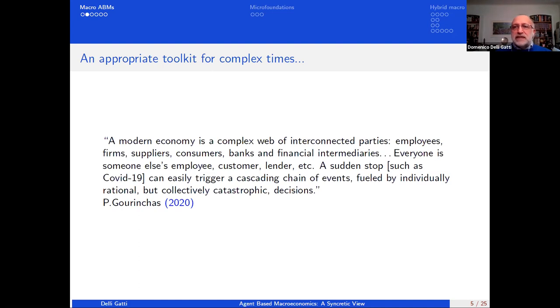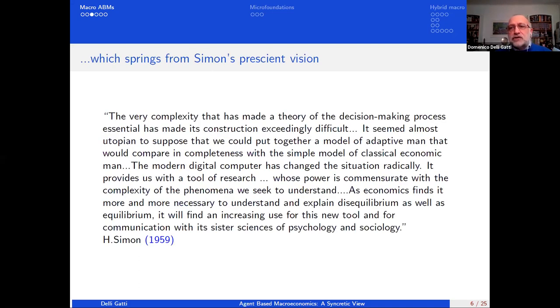The way in which agent-based models tackle the challenge of modeling a complex economy is resting on the shoulders of giants. Let me give you a quotation from a 1959 paper by Herbert Simon. The very complexity that has made the theory of the decision-making process essential has made its construction exceedingly difficult. It seems almost utopian to suppose that we could put together a model of adaptive men that would compare in completeness with a simple model of classical economic men. The modern digital computer, remember it's 1959, has changed the situation radically. It provides us with a tool of research whose power is commensurate with the complexity of the phenomena we seek to understand. As economics finds it more and more necessary to understand and explain disequilibrium as well as equilibrium, we find an increasing use for this new tool and for communication with the sister sciences of psychology and sociology.